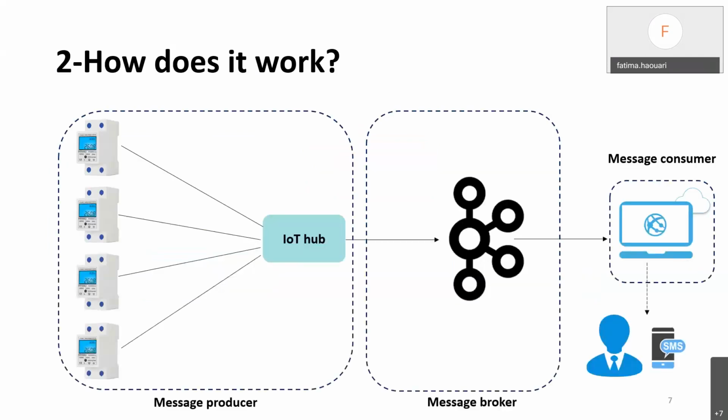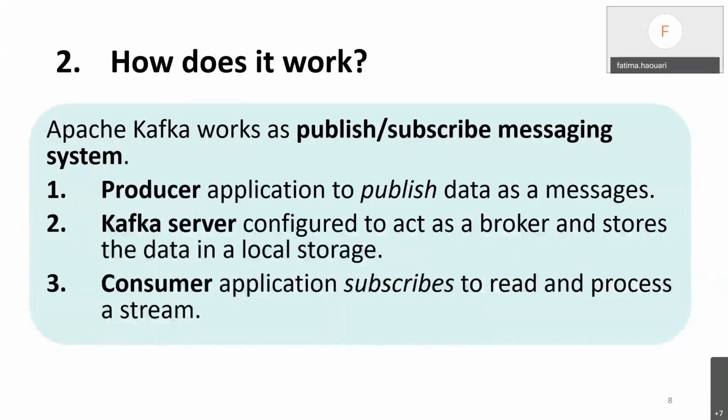If you recall the example of the electricity meters, the left side here is the message producers. All the electricity meters are message producers, the message broker is the Kafka server, and the application that monitors and processes the data is the message consumer. So it works as a publish-subscribe messaging system, where we have a producer application to publish data as messages, a Kafka server configured to act as a broker and store the data in a local storage, and a consumer application that subscribes to read and process a stream.